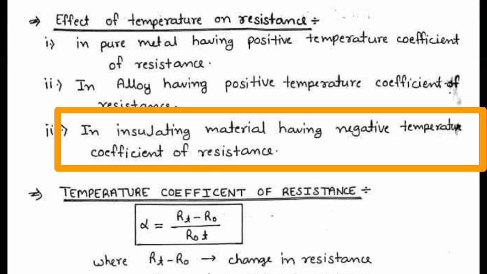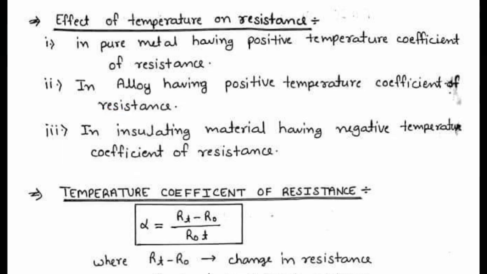These three are important. Pure metals and alloys have a positive temperature coefficient. When temperature increases, resistance also increases. That is positive temperature coefficient. When temperature increases, resistance decreases. That is negative temperature coefficient of resistance.